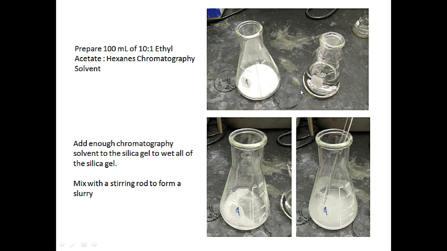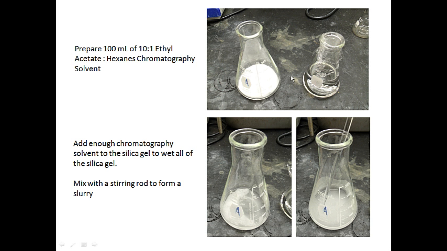Then we're going to actually prepare the wet slurry that we're going to use to wet pack the column. So after you've prepared 100 milliliters of 10-to-1 ethyl acetate hexanes solution, well, the easiest way to do this is actually not to prepare 100 mils, but to prepare 110 milliliters, 100 mils of ethyl acetate to 10 milliliters of hexanes. You prepare that in your flask. Make sure there's saran wrap on it.